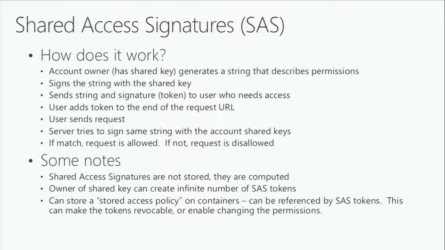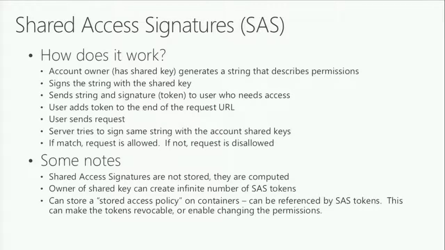The user includes those with the request as part of the URL, and then the user tries to make the request. When the server receives that request, it takes that permission string and tries to sign it with the shared key again. If that matches the signature that was provided, then the request is allowed. If not, then the request will be disallowed.